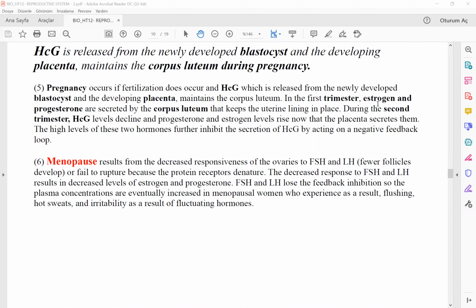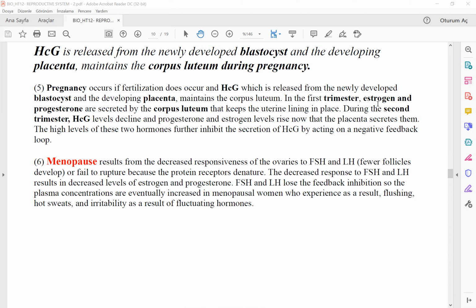Estrogen and progesterone are secreted by the corpus luteum and keep the uterine lining in place and support development into the second trimester. Then the corpus luteum hormone levels decline, and progesterone and estrogen levels rise, now from the placenta, which secretes both estrogen and progesterone.